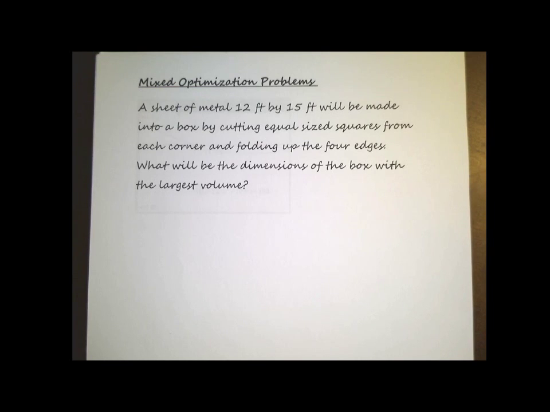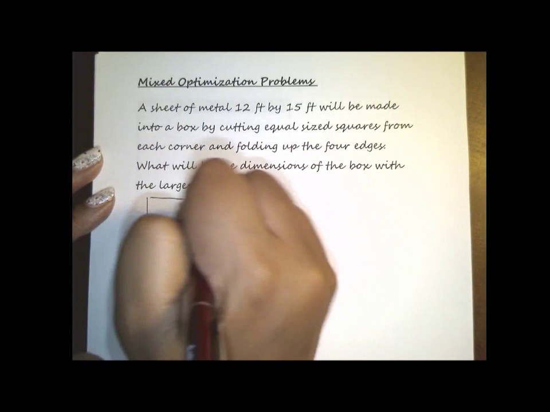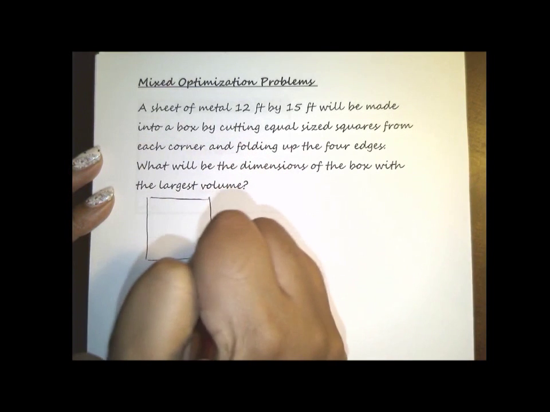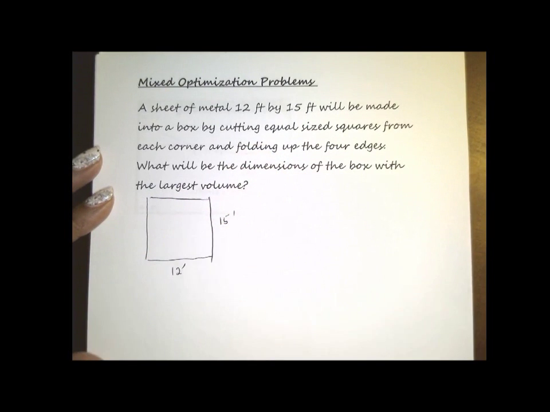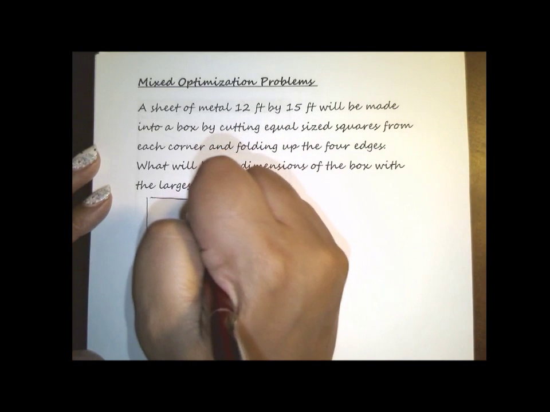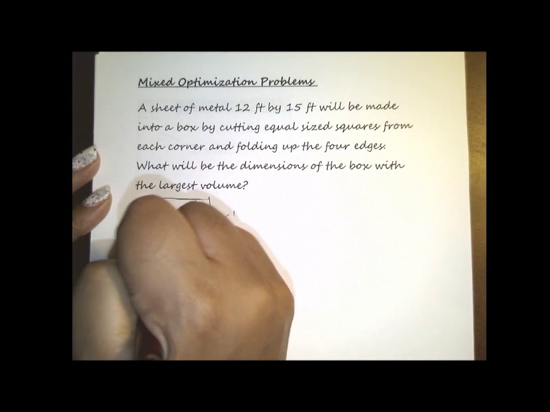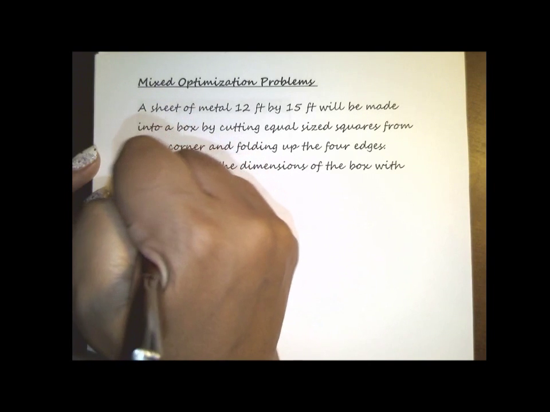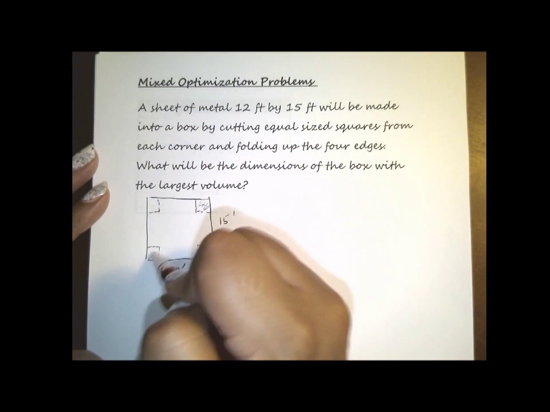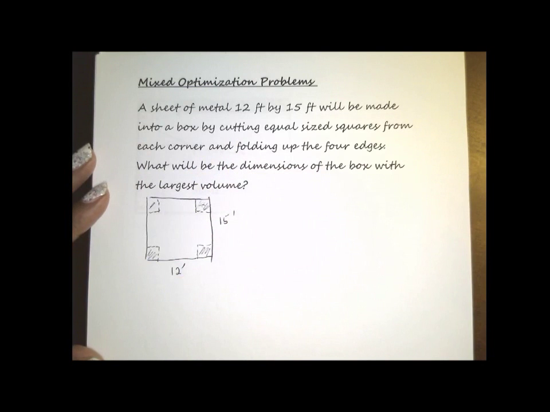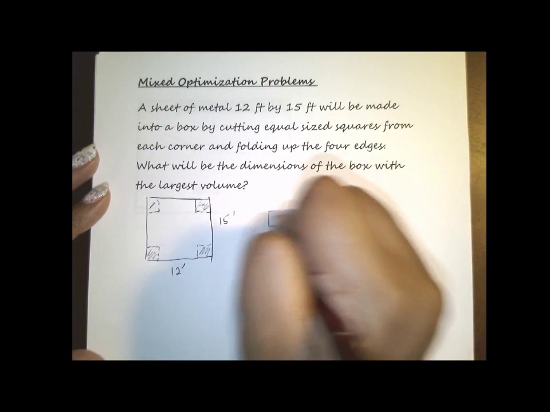So in this case, I'm going to draw a diagram. I've got a rectangular sheet of metal that's 12 feet by 15 feet. Well, the lengths are 12 feet by 15 feet. And what we're going to do is cut out little squares in each corner, using little dash lines to show you where the squares are going to be. So that when we cut out the squares, we're going to fold up the sides and make a box. The box is going to look sort of like this.